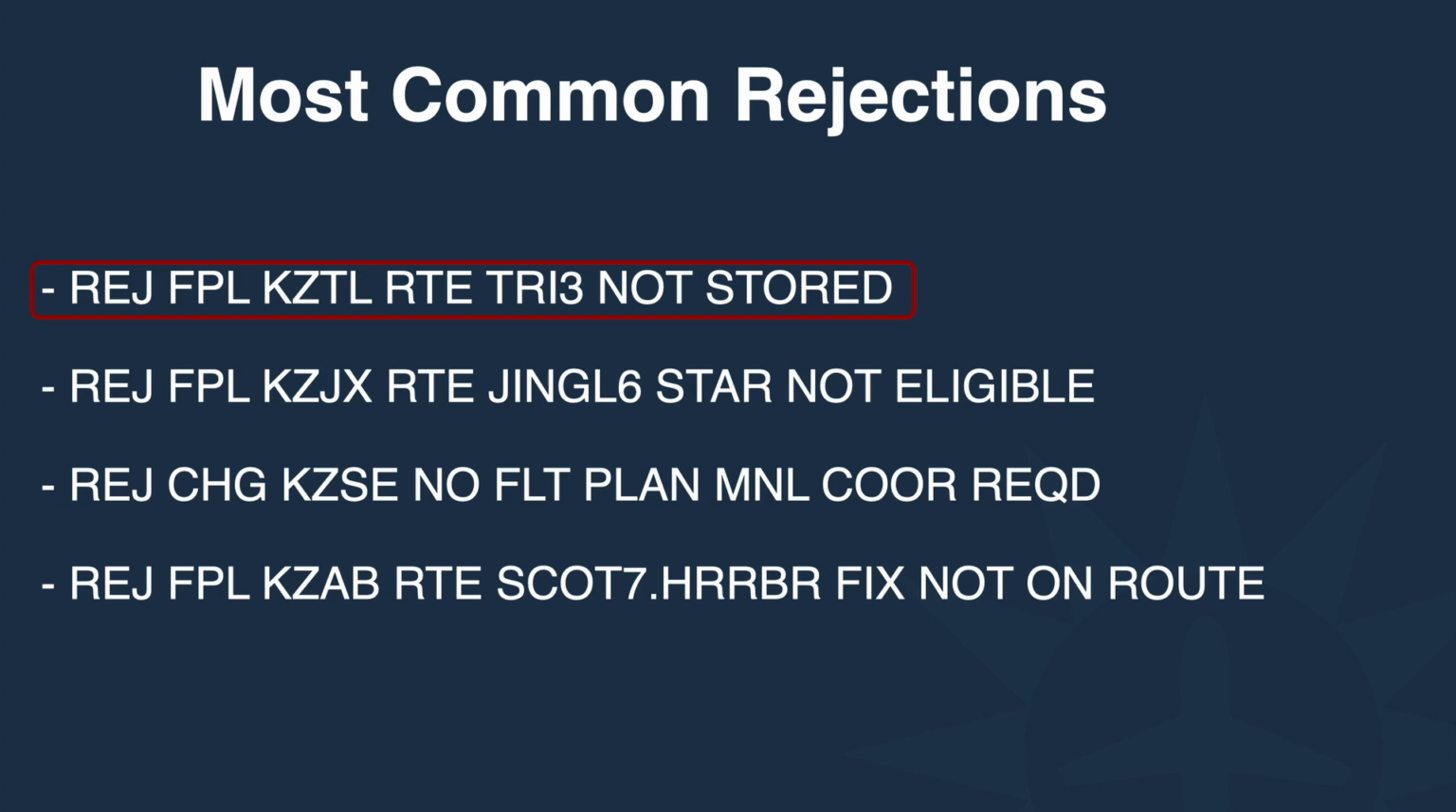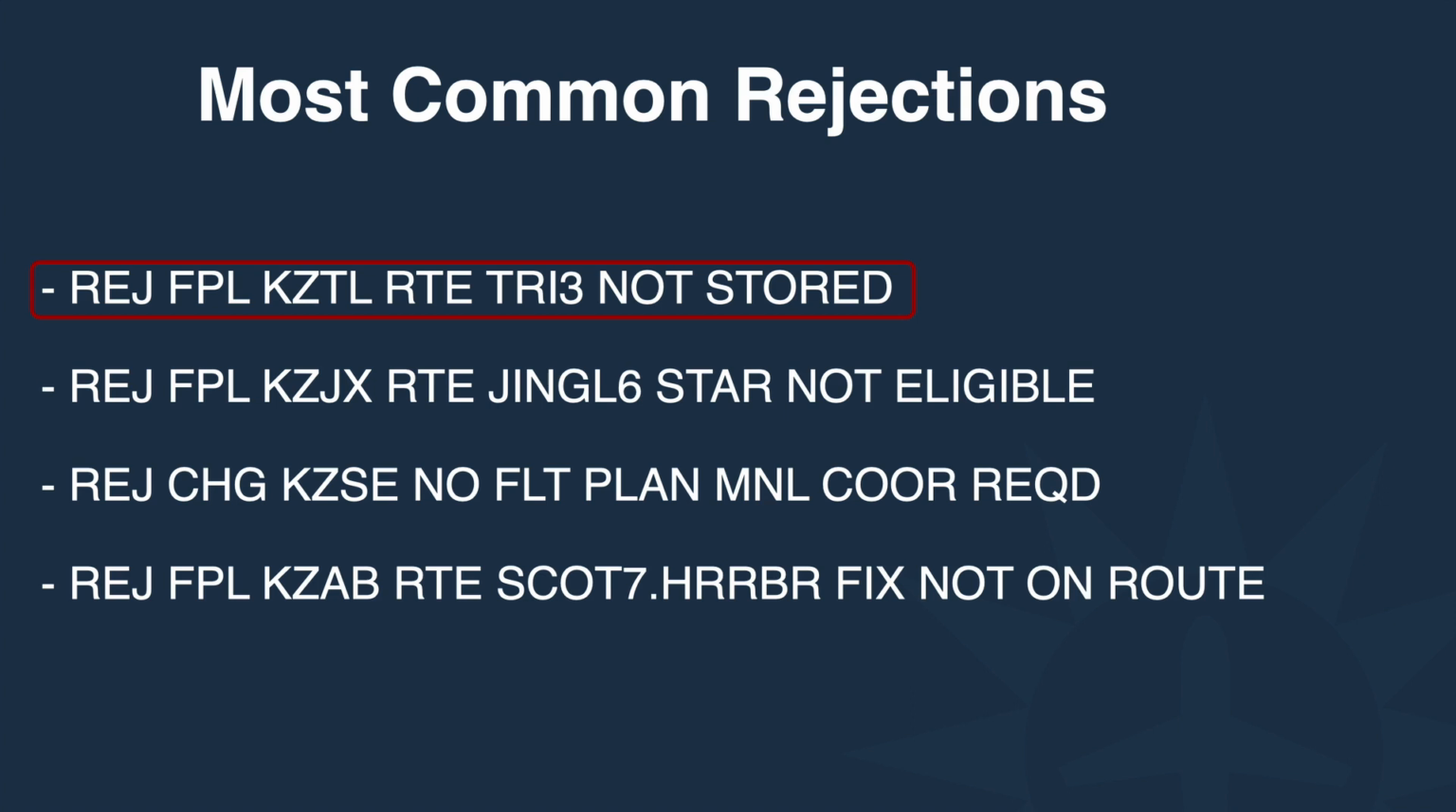So, rejected flight plan, route TRY3, procedure not stored. We'd want to go in and look at the procedure TRY3. In this case, the Tri-Cities 3 procedure is an obstacle clearance departure. Obstacle departures, you can't file. You can't file this, right?